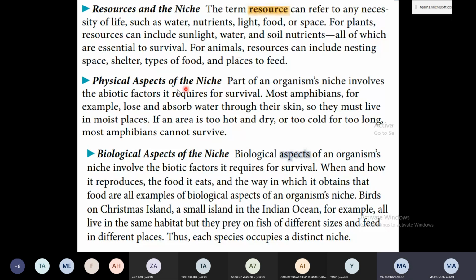The next point which we are going to discuss is the physical aspect of niches. What are the physical aspects of niches?